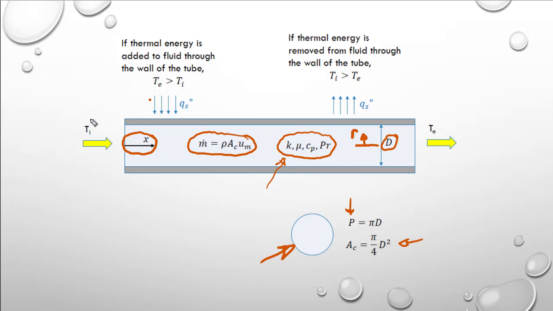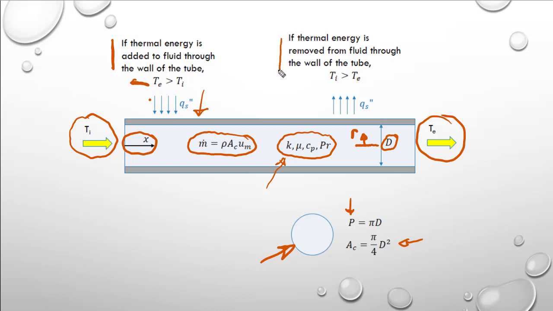Now, the flow of fluid coming into the tube can be assumed to have a uniform temperature, let's call it Ti, and we have two situations. We can either have a situation where thermal energy is added to the fluid. So in this case, Ti would be a low value, and as the fluid moves through the tube, we are constantly adding thermal energy. And in that case, the exit temperature of the fluid would be higher than the initial temperature. So this situation over here.